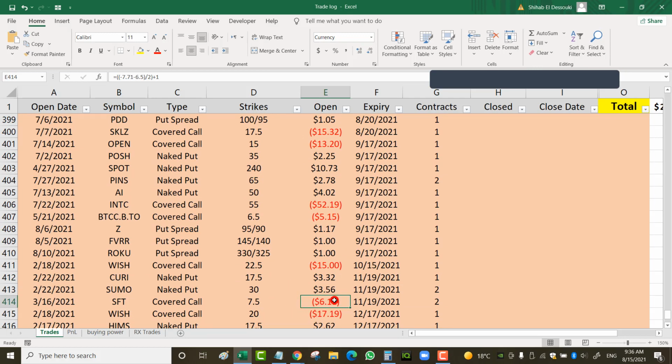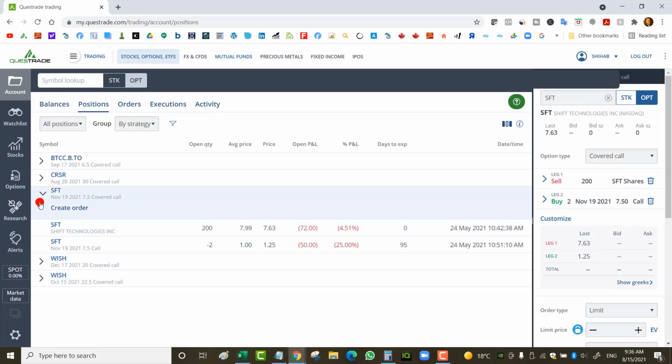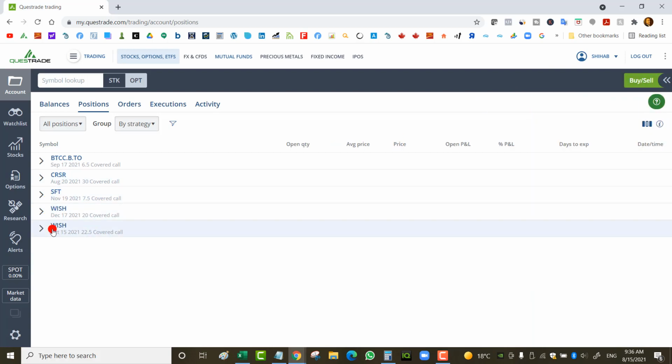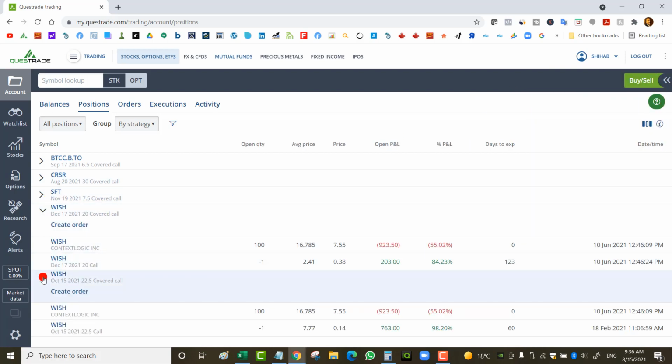This covered call was worth $7, so my profit would be the difference times 2 contracts. But now I think it's worth like 6.4. So it's slightly profitable, but not enough to close. So I'm just gonna have to hold on to it, nothing to do. And come November, I'll just roll it again if I have to.